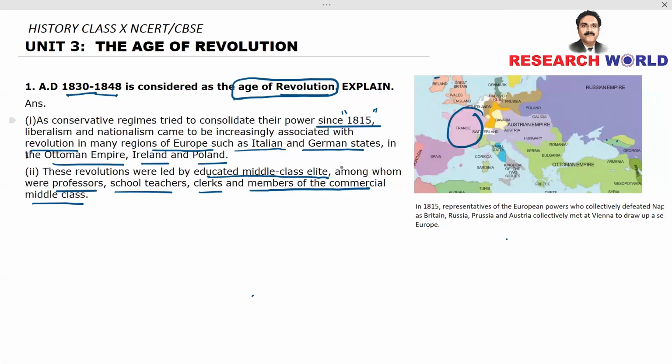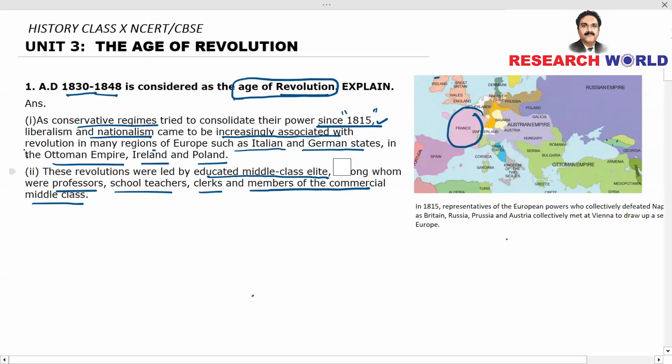Now, let's see this first point. As conservative regimes tried to consolidate their power since 1815. What is the significance of 1815? Treaty of Vienna, restoration of power to monarchy. So, as conservative regimes tried to consolidate their power since 1815, liberalism and nationalism came to be increasingly associated with revolution. Now you have understood the reason why they started moving towards the revolutionary ideas.